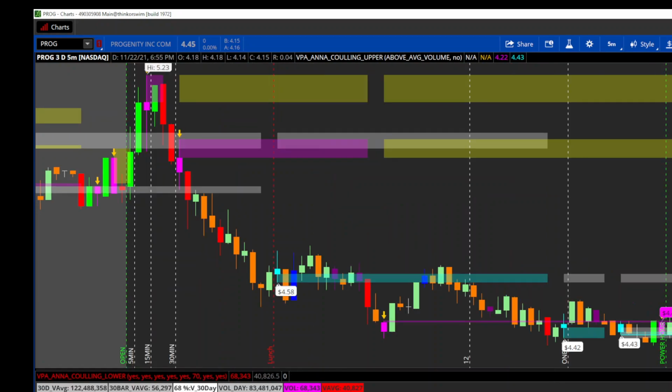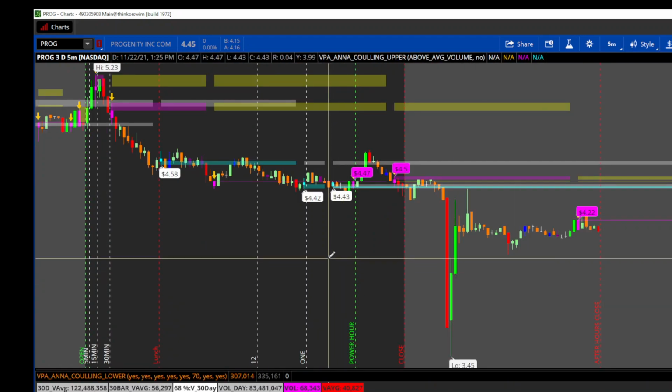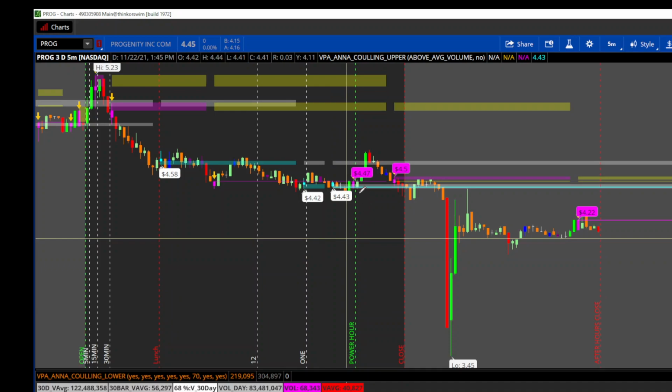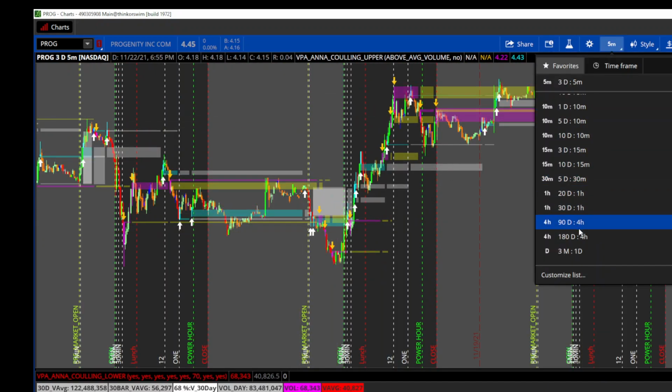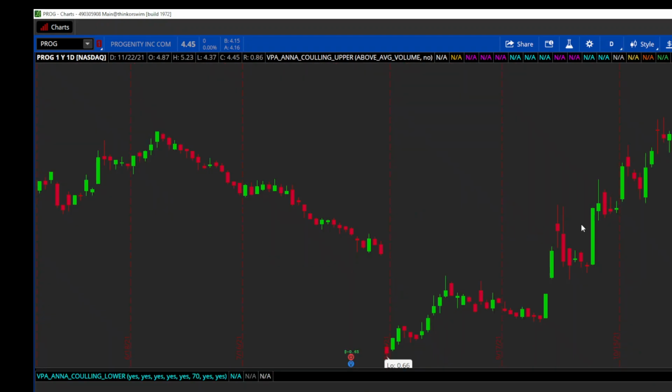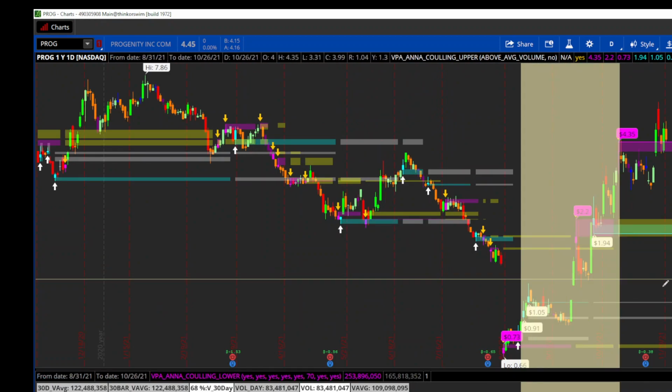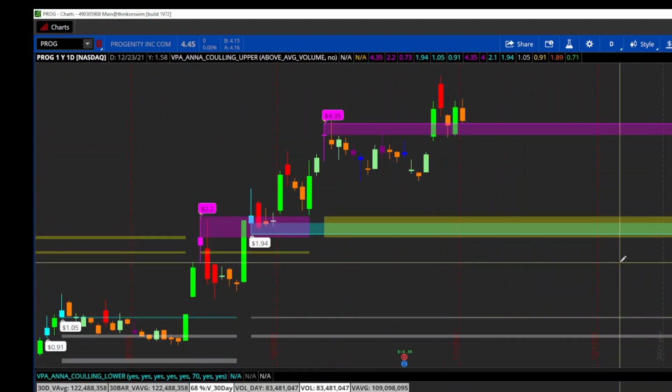And it creates these nice areas of support and resistance. And it works pretty good for me. Let's see, on the daily it works really good as well. So it works on all time frames. So we're going to go to the year. And this is basically what you get.